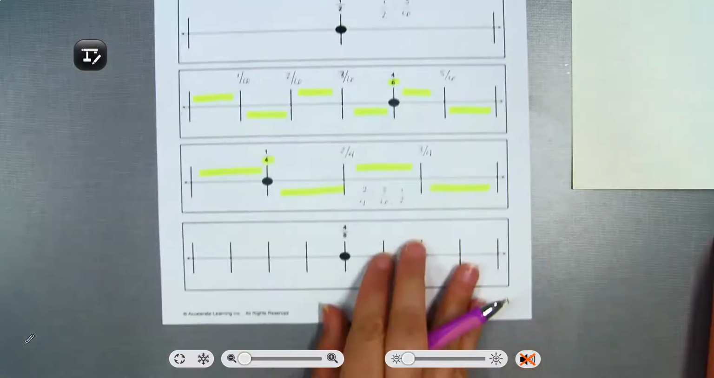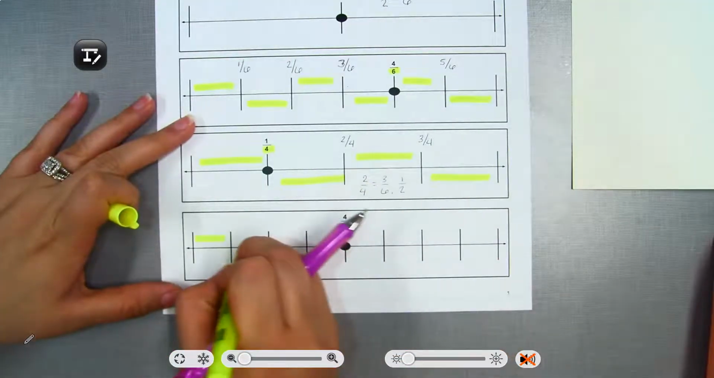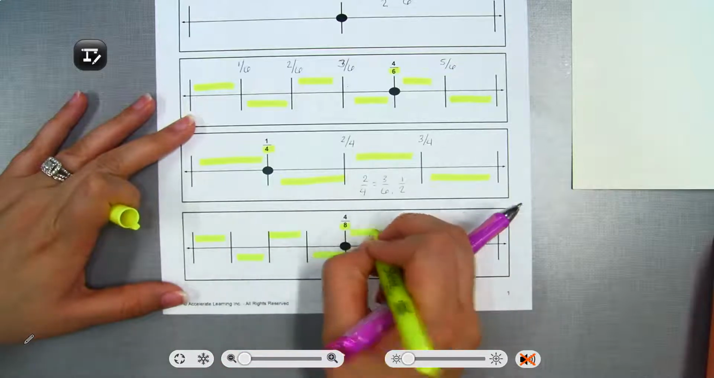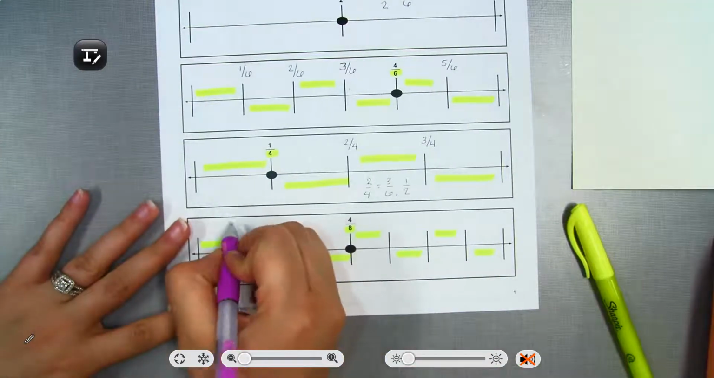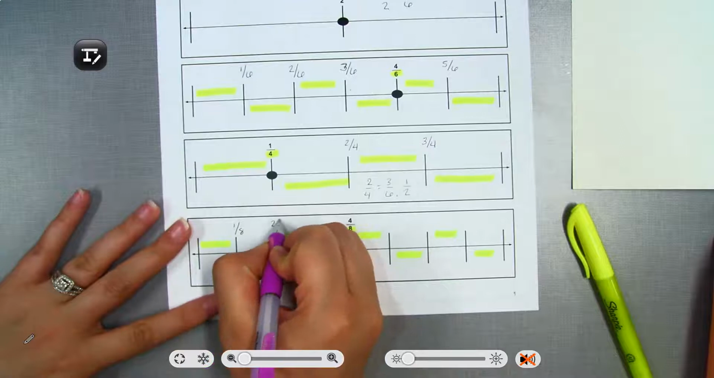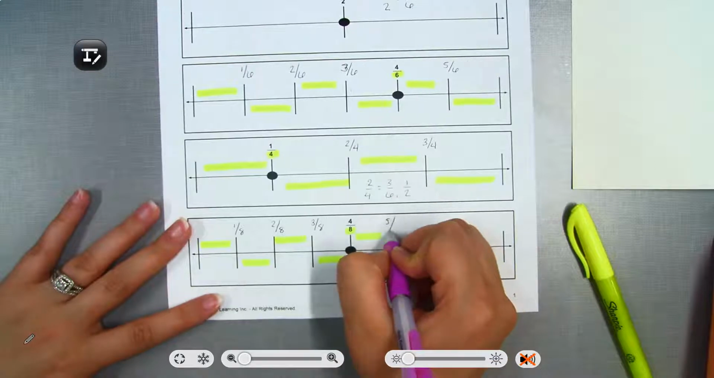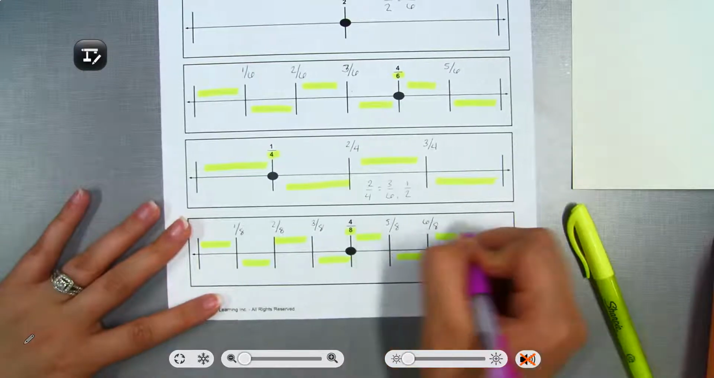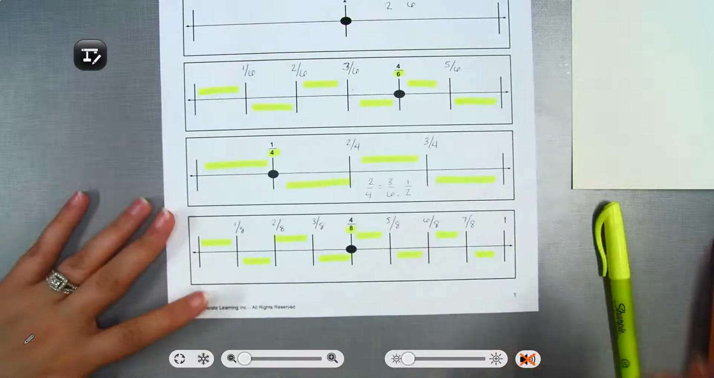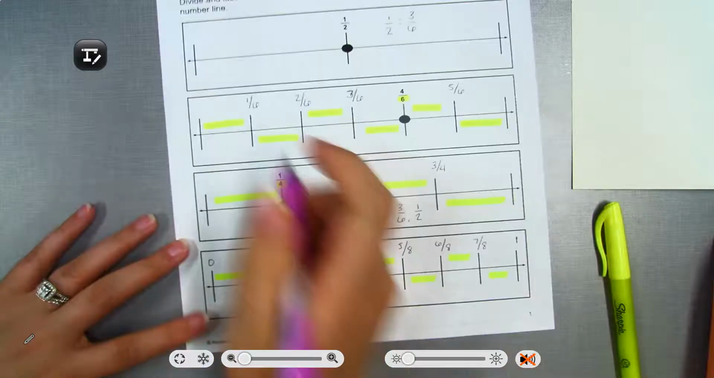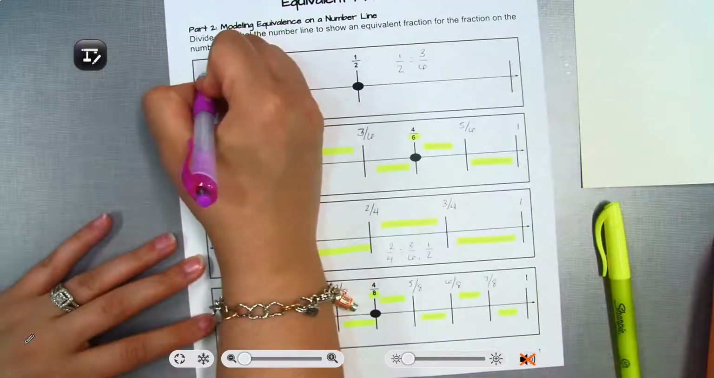Okay? And then this one down here is eighths because my denominator is 8 and I have 1, 2, 3, 4, 5, 6, 7, 8 spaces. So I'm going to say 1/8, 2/8, 3/8, 4/8, 5/8, 6/8, 7/8, and this would actually be 1. I'm sorry, this is 0, this is 1, 0, 1, 0, 1, 0, 1.